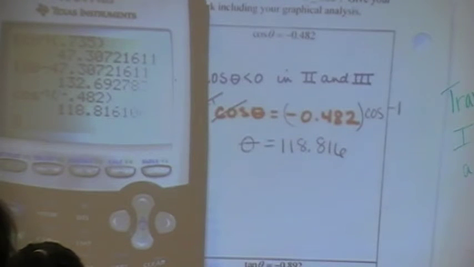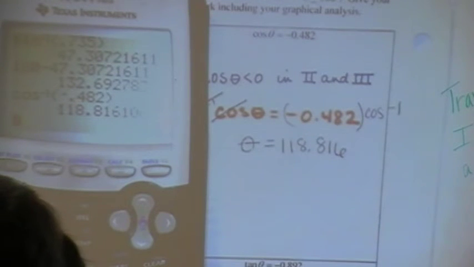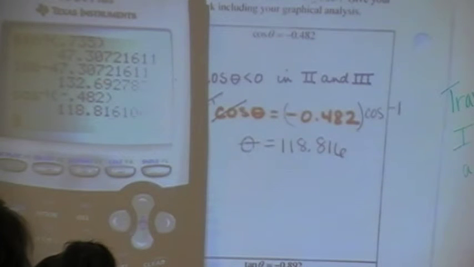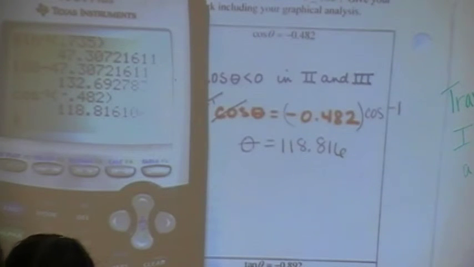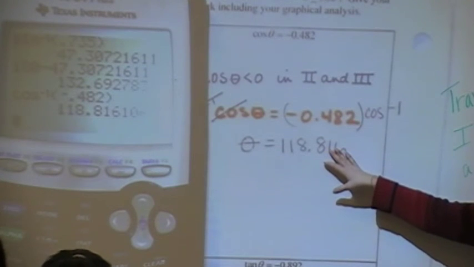Now, does making it negative put it in quadrant 3? No. Well it does, but that's not what we want, because we want a positive angle between 0 and 360. So that doesn't exactly help me. What's my next option? Add 360. Yes, so we want to make it negative and then add 360. Because if you add 360 to 118, you're above your interval.